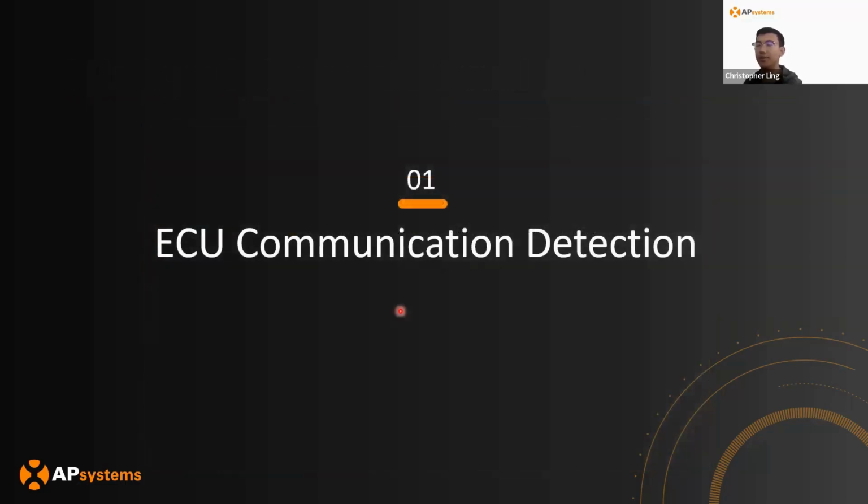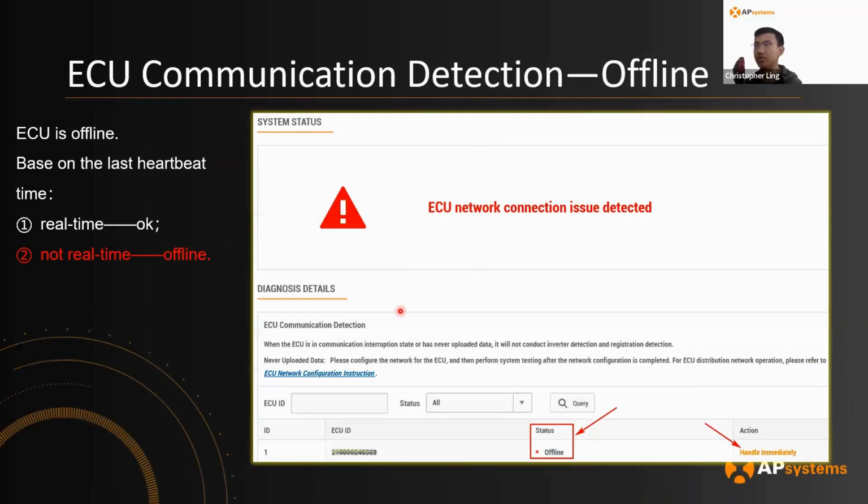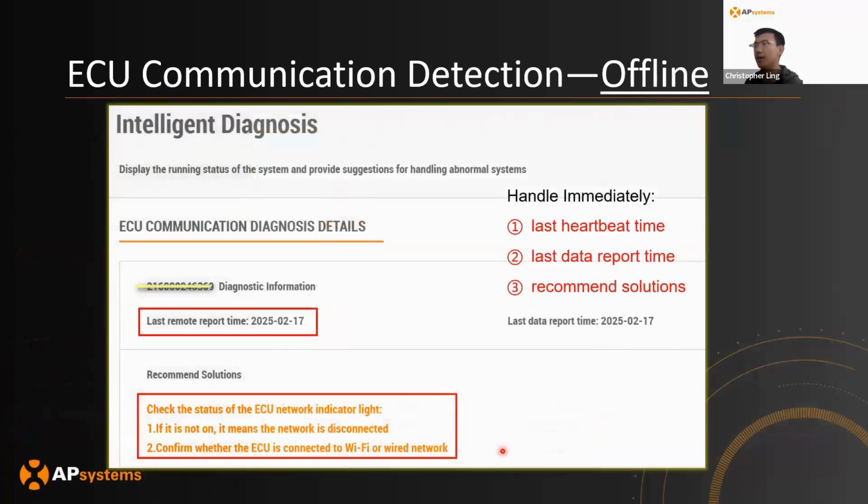So the first class of issues I'll talk a little bit about are the ECU communication issues. The easiest way that we usually tell is that if you go into the intelligent diagnosis issue and you have this type of issue, you'll see this error message where it says the ECU network connection issue detected. And if it says offline, then you know that the ECU is not able to connect to the internet.